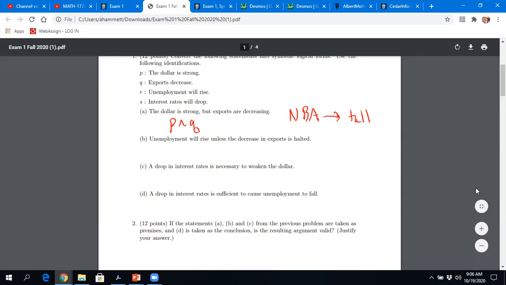So another way to say that is that you are not in the NBA unless what? Unless you're tall. So not NBA unless tall. In other words, P implies Q is equivalent to not P unless Q. Does that make sense?